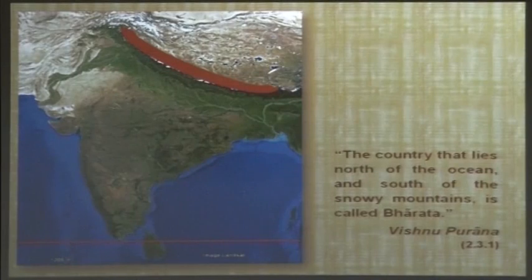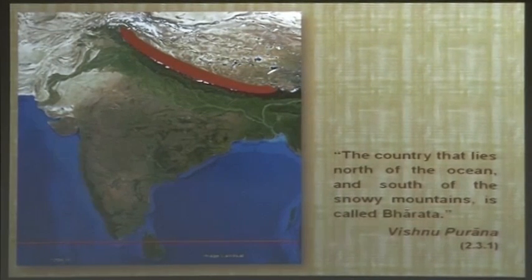Well, you will decide at the end. So this is the idea, and then if you look at a text from the Vishnu Purana, you have a different definition. The definition is the country that lies north of the ocean, that's the red line, and south of the snowy mountains, which I've marked of course in red, is called Bharata. Now that's a very clear and simple definition.